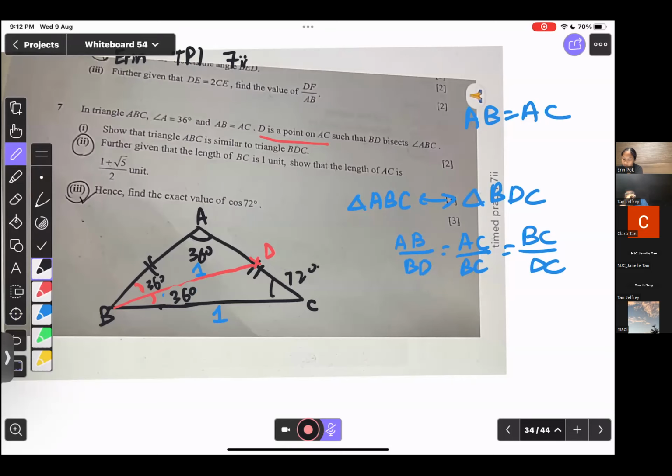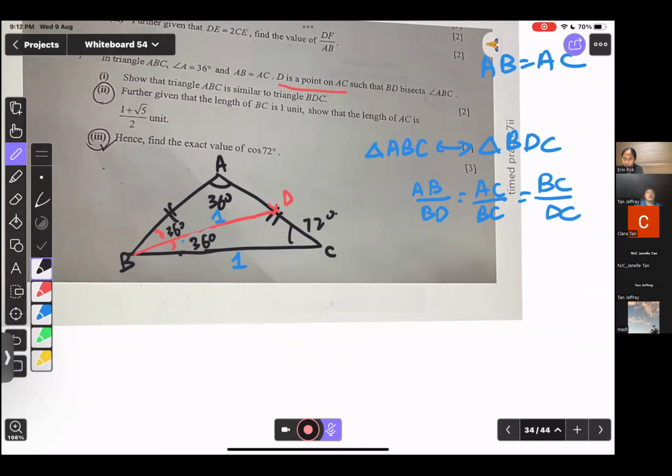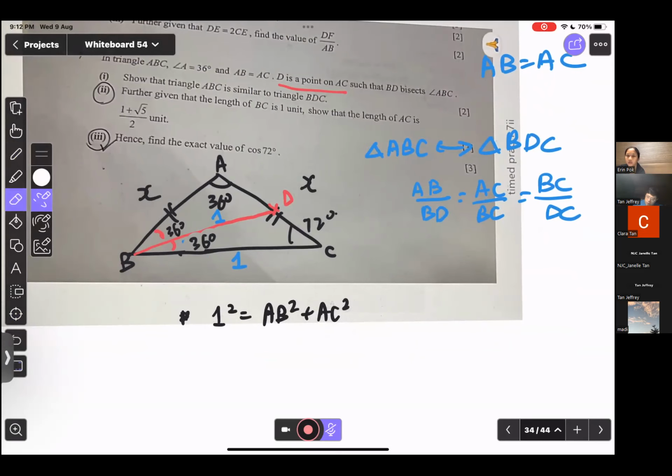So what I can do is, if I use sine rule, right? Let's say I call this x and I call this x, or I use cosine rule. 1 squared is equal to AB squared plus AC squared. How do you know when to use cosine rule and when to use sine rule?